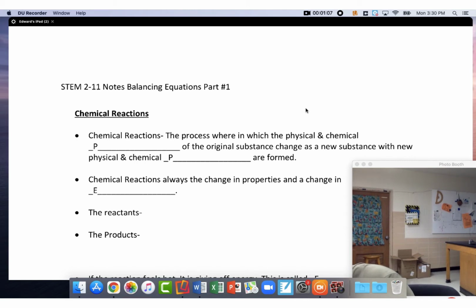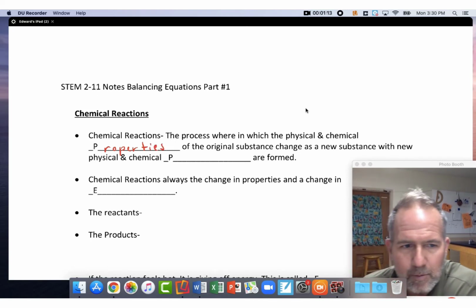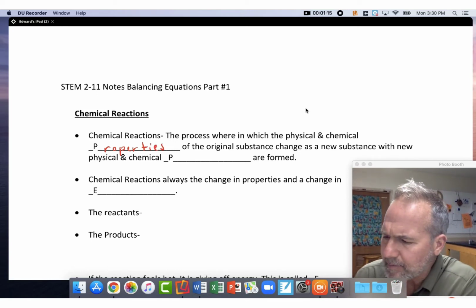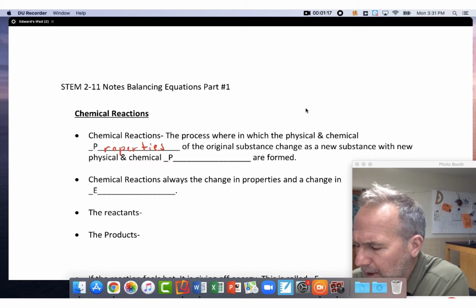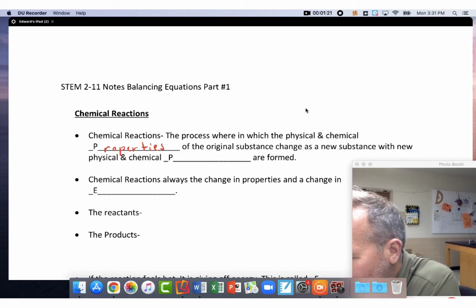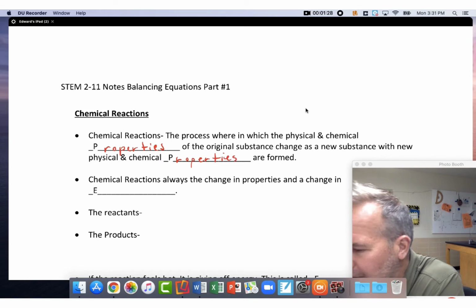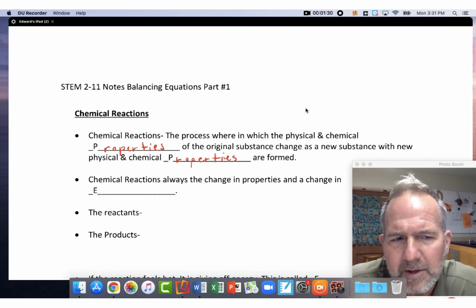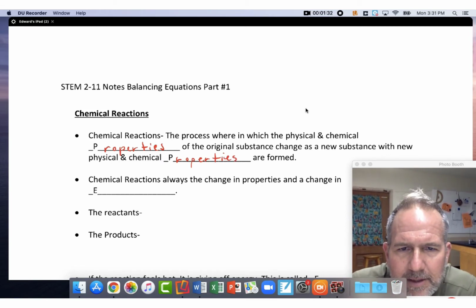Oops, got the wrong pencil again. And what I did this time was I put the first letter of the word on there just to remind myself what I was looking for, because there's other options. We could have said other words that mean properties, like traits and stuff like that, but I was trying to keep it consistent for both classes.